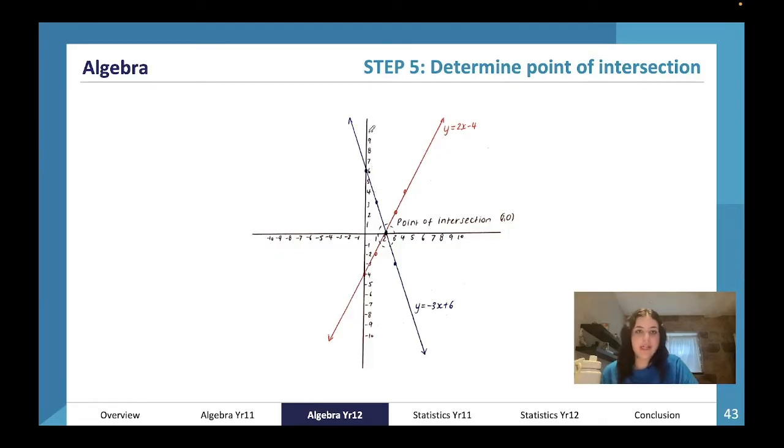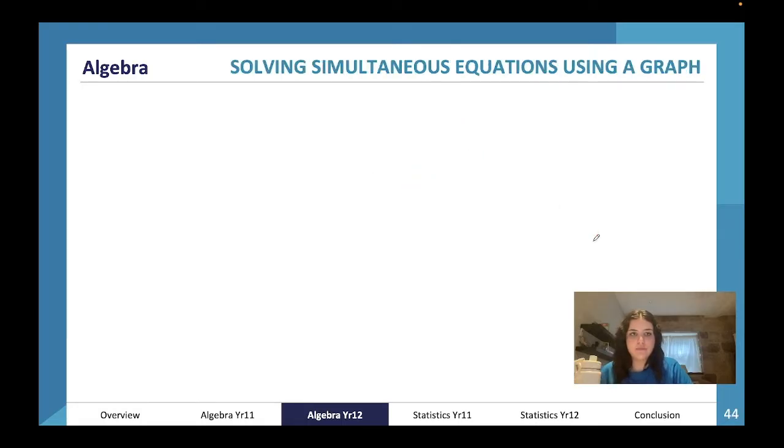The final thing we need to do, now that we've drawn our two lines, is find the point of intersection to solve them. The point of intersection here is 2 on x and 0 on y, because this is 0y and it's on 2 positive x. So we write (2, 0), and we put it in brackets.